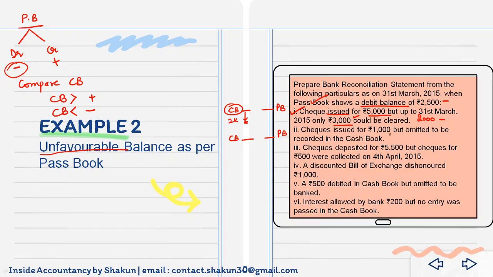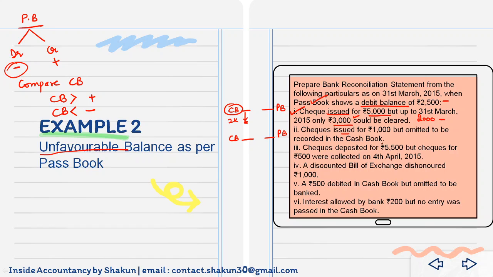Checks issued for 1,000. So again the checks have been issued but omitted to be recorded in the cash book. Now there is a difference here. Normally what we do is we issue a check and we record it in the cash book. We don't record it in the passbook. But here look at the language. Checks issued for 1,000. So first instinct would be to reduce the cash book.